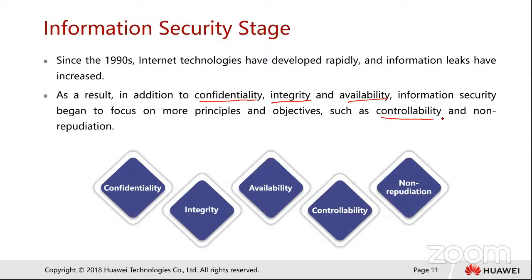Principles such as controllability and non-repudiation. When it comes to controllability, we are basically just wanting to make sure that we can monitor, we can control our systems, and we know who can do what on our system. So it ensures that it implements security monitoring to protect information and its systems against attacks, that we are in control of our system. This is what we are looking at when you look at controllability.